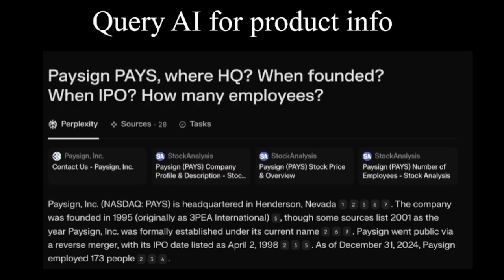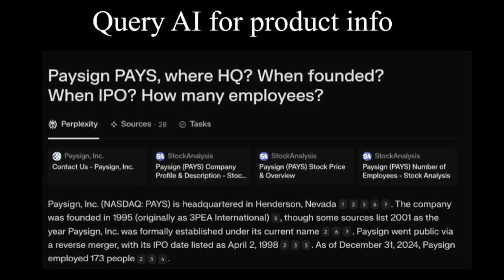Let's now talk about using AI to query for product info about a company. Typically, I'll ask some basic questions such as where is the headquarters, when was the company founded, when was the IPO, and how many employees the company has. Now, some of these questions may seem very basic, like why do I want to know where the headquarters is? And that's because I've been burned before learning a company is headquartered in the Virgin Islands or Cayman Islands, something like this, or maybe Hong Kong.